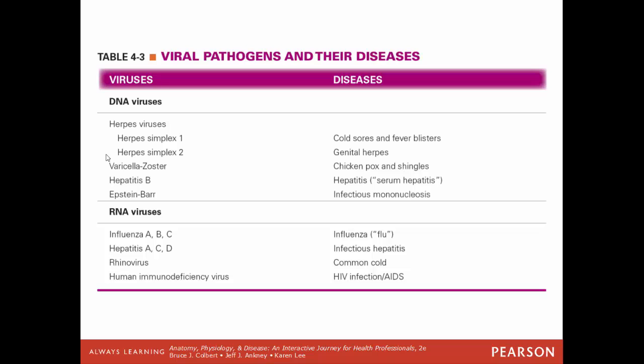Here are some very common viral pathogens and their related diseases. On top, you have some DNA viruses: herpes simplex 1 and 2; varicella zoster, which causes chickenpox in children and, as you get older, can lead to shingles; hepatitis B; Epstein-Barr, very common. Some RNA viruses: influenza A, B, and C, the common flu that you think of; rhinovirus, the common cold caused by an RNA virus; and the HIV virus, human immunodeficiency virus.